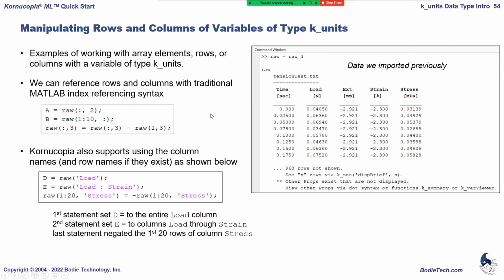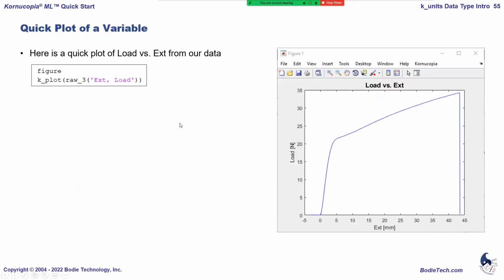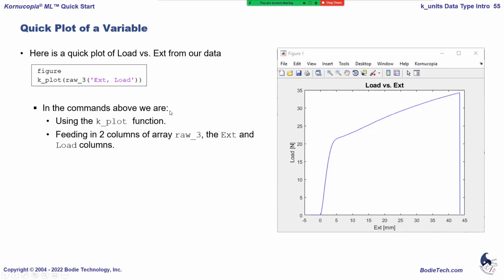Now, let's say I've got this data set and I want to plot it. This would be the most simple plot you would generate. So here we're plotting using the figure command to make a figure window. And instead of using the plot command of MATLAB, we use k_plot. The reason we do that is it will properly interpret all the fancy stuff that's in these variables. And here we're just referencing the extension and load column, and Kornucopia will generate this plot. It will automatically label stuff, including the units, and you have lots of controls over changing that.